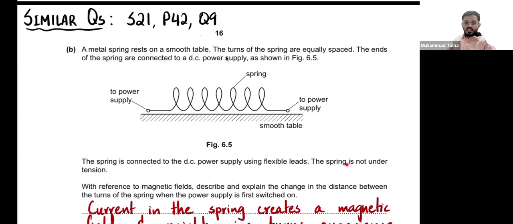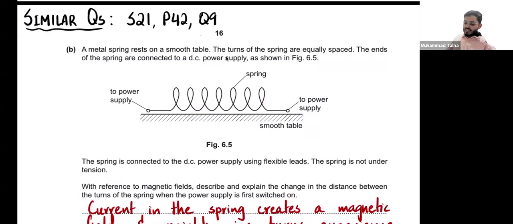Spring is not under tension. With reference to magnetic fields, describe and explain the change in distance between the turns of the spring when the power supply is first switched on. So when the power supply is switched on, you basically have a solenoid of sorts here. You have turns of wire. These are turns in the spring, which are going to carry current.